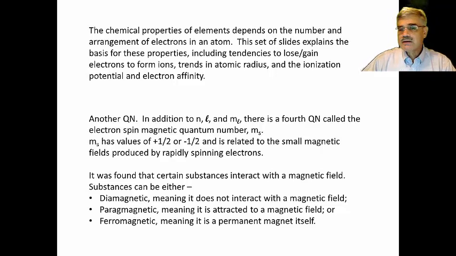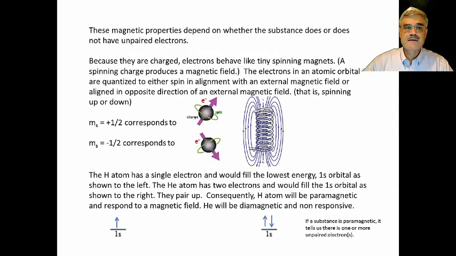So it was determined that several elements are paramagnetic. That is, they will respond to a magnetic field. And as a way to explain that, this additional quantum number was conceived. These magnetic properties depend on whether or not a substance has unpaired electrons. This is because a charged electron is actually spinning very rapidly, and as you probably know, a spinning charge produces a magnetic field. And likewise, a spinning magnet produces an electric field. This is the basic theory of electromagnetics.